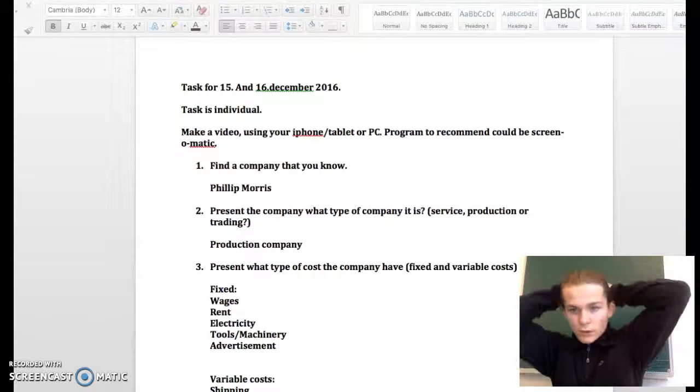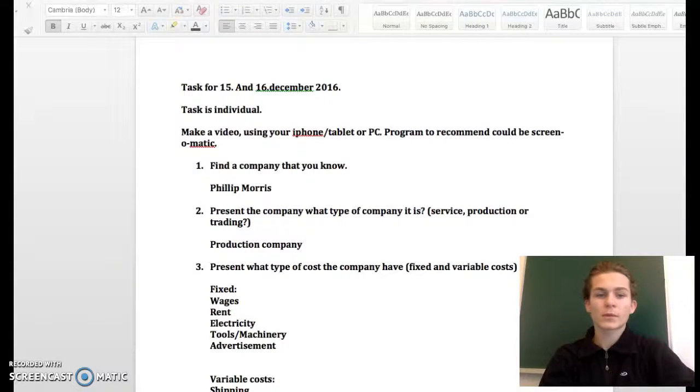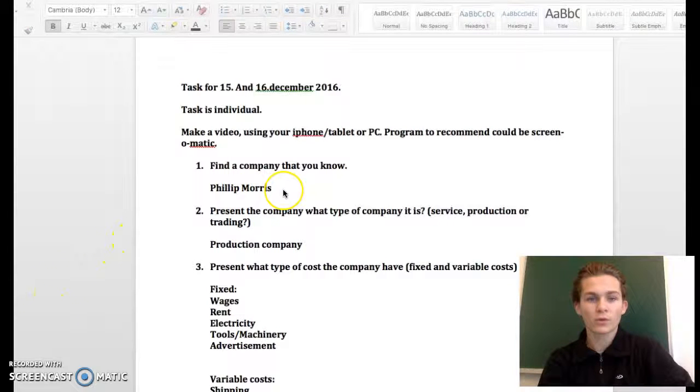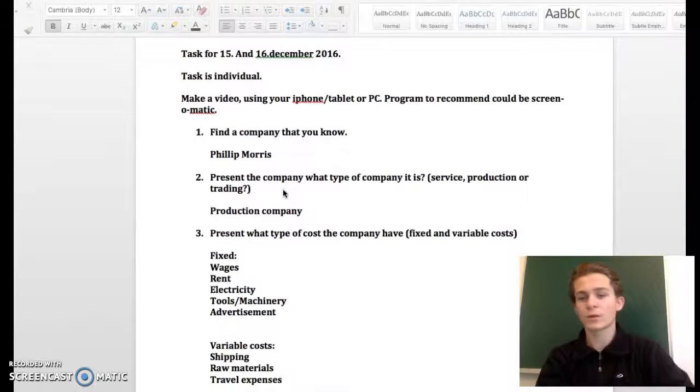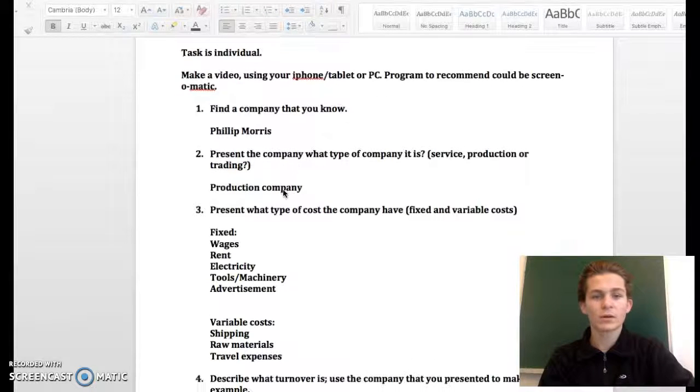Okay, so first off, we had to choose a company, and I have chosen Philip Morris, which is a cigarette producing company. They produce their product, which makes them a production company. They then sell it off to wholesalers, which then sell it off to retailers.